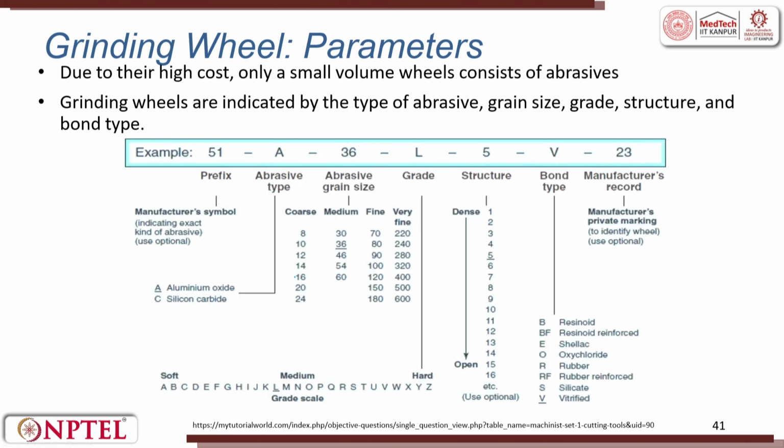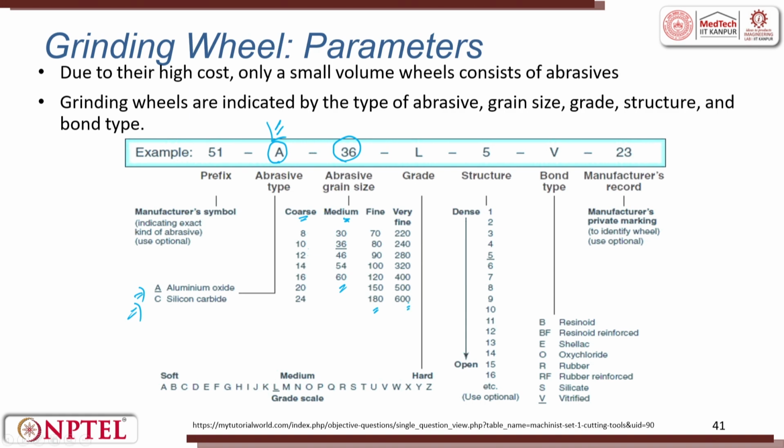So, this is how a typical specification of a grinding wheel looks like. This talks about the abrasive. If it comes with a letter A, then it represents alumina. If it comes with a letter C, it represents silicon carbide. The 36 talks about the abrasive grain size. If it is coarse, it is 8, 10, 12. If it is medium, it goes up to 60. Anything above 60 goes to fine. Very fine is also there.